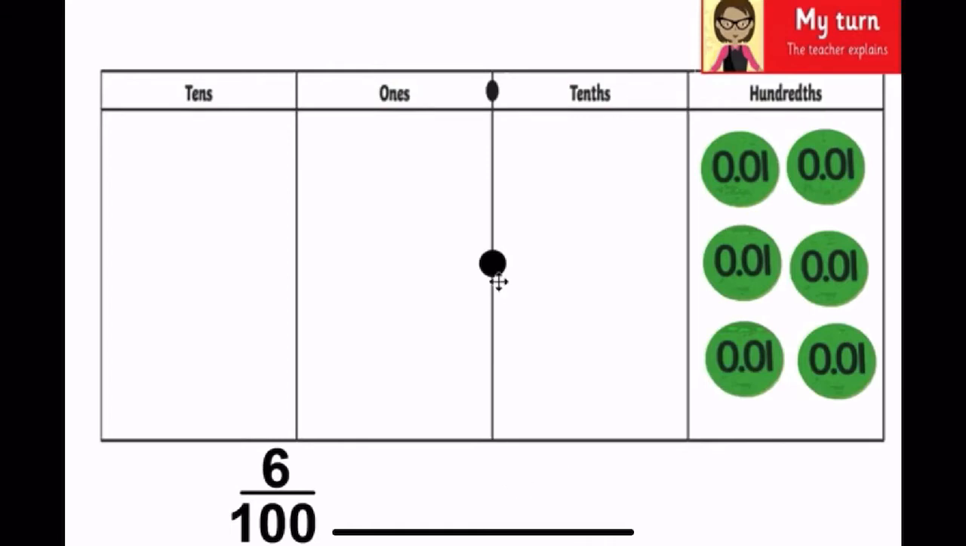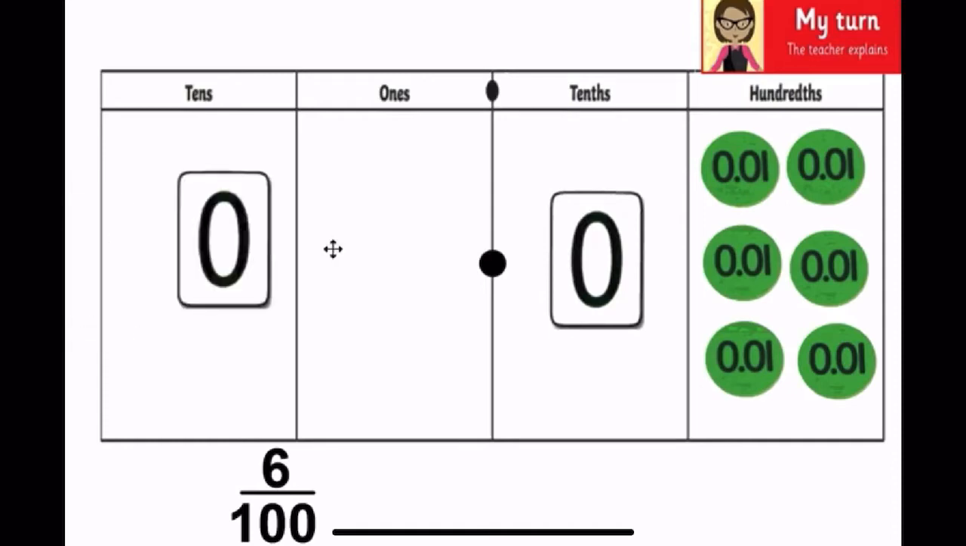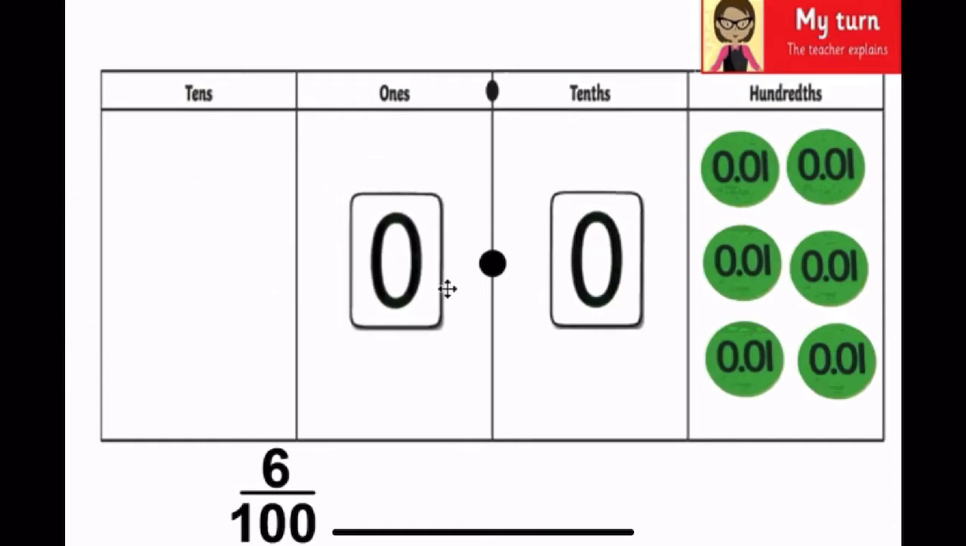I know I've got to think about my decimal point, and I've got to think about the fact that there aren't any tenths in the tenths column. So I'm going to use my 0-digit card to show there aren't any tenths there. And I need to show that we haven't got any ones as well. So now I can have a go at writing that by using my cards and my decimal point and my place value counters to help me.